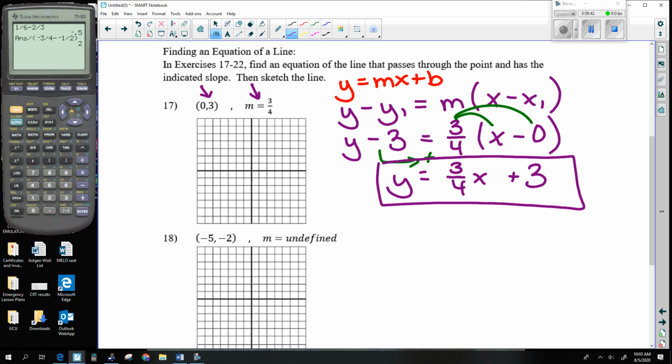Okay, now they want us to actually graph this, so the y-intercept is 3, rise of 3, run of 4. There you go. It goes off the graph and there's arrowheads. There you go, got your line.